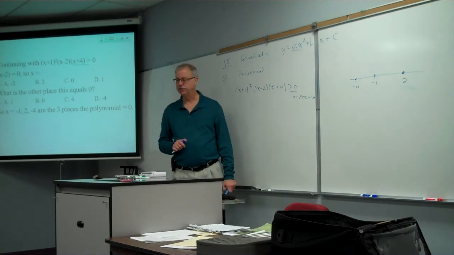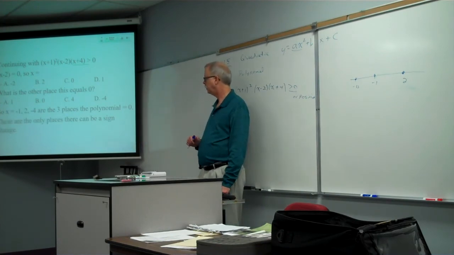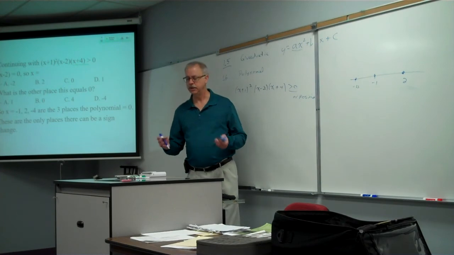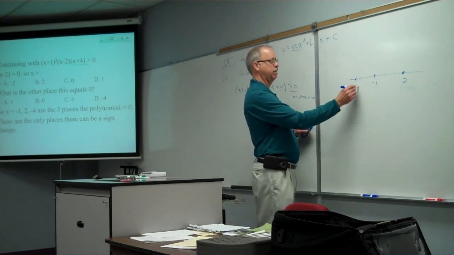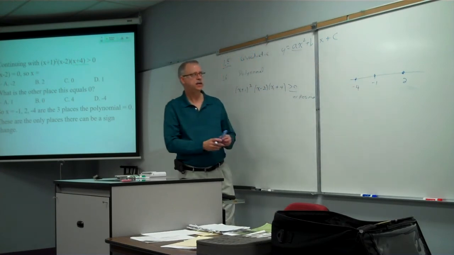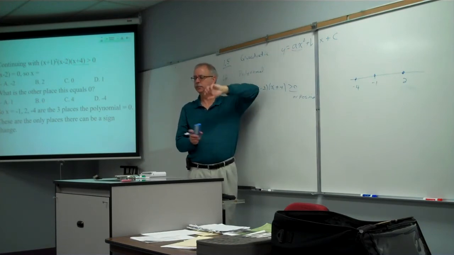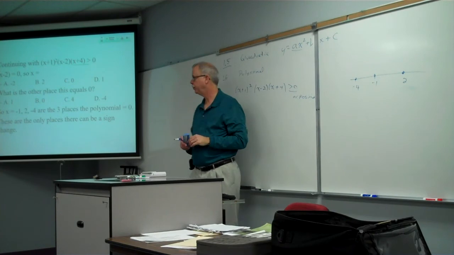But once we know the 3 places the polynomial is 0, those are the only places we could change sign. And we don't even know yet if it actually does or not, but that's the only place it could. I mean, with a quadratic, it is possible you'd come down and touch 0 and then leave and not actually change sign. That can also happen with polynomials.